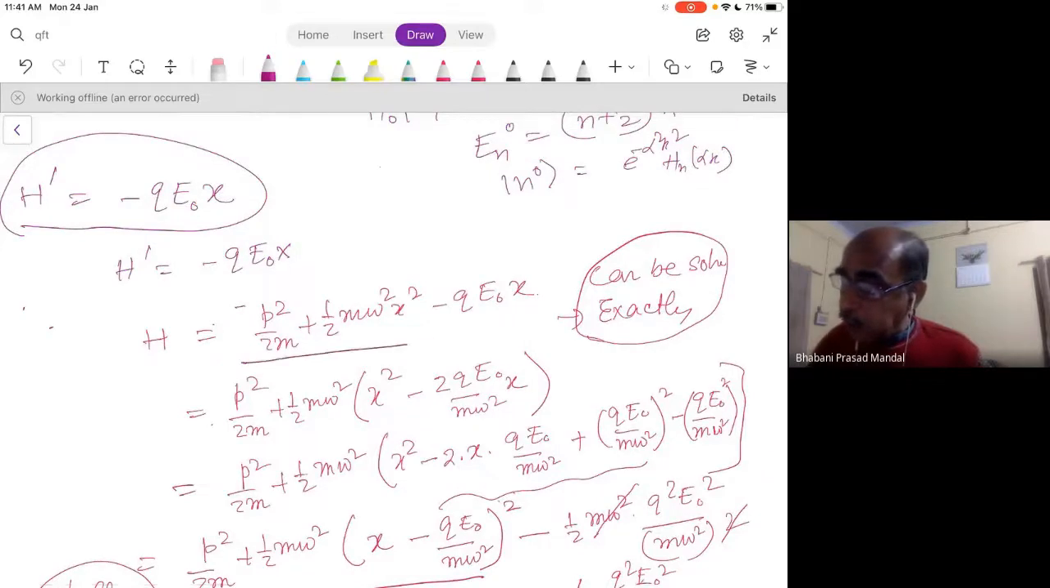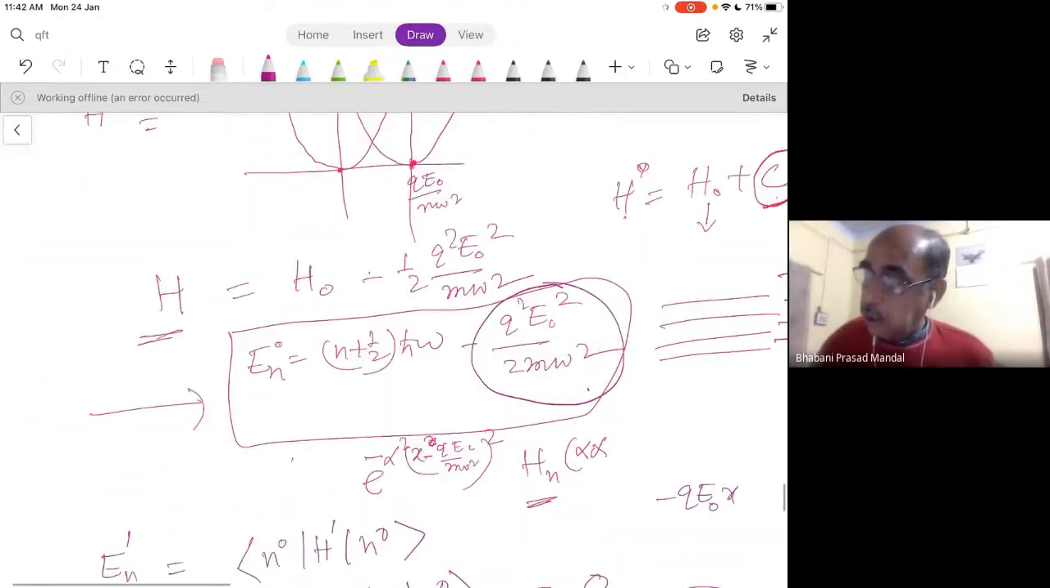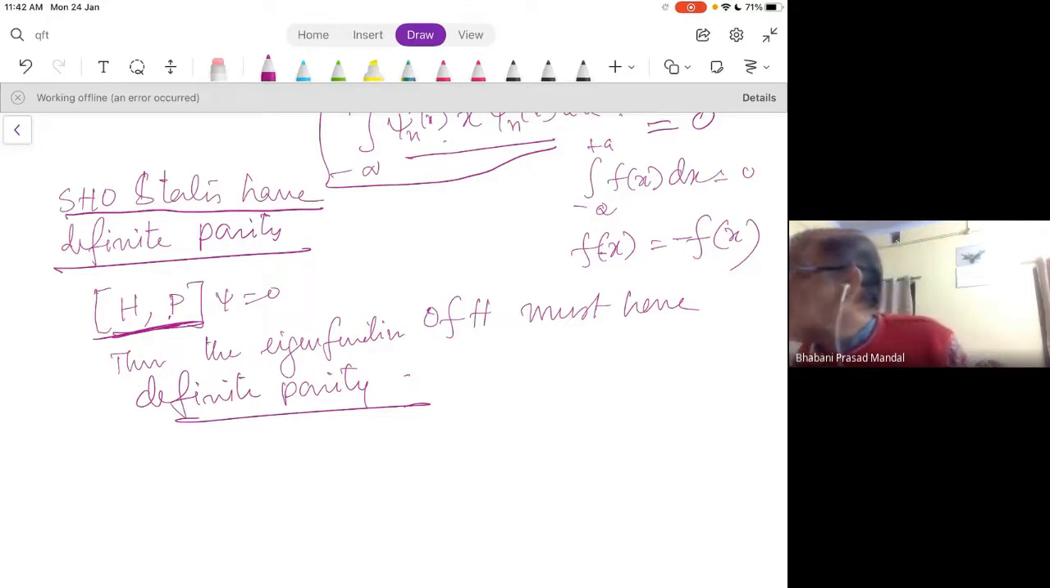This is my harmonic oscillator. x going to minus x, p going to minus p. But this is p squared, this is x squared. So nothing will change sign. So this part of the Hamiltonian is parity symmetric, or this part of the Hamiltonian commutes with the parity operator. So that is why definite parity. Okay, so this is your homework kind of thing. You just prove it yourself. Good.